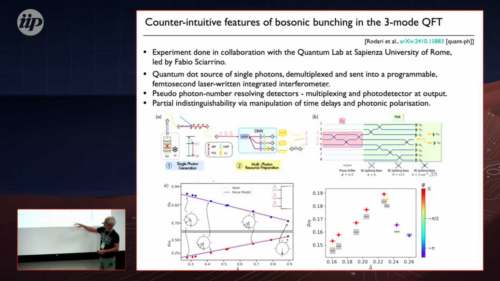And on the right here, you're plotting the probability of full bunching, all photons coming out in some mode, versus the average overlap.